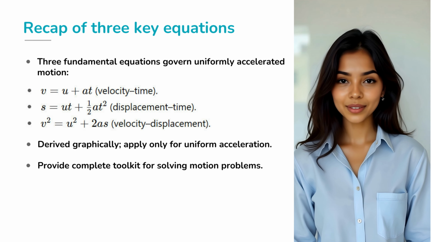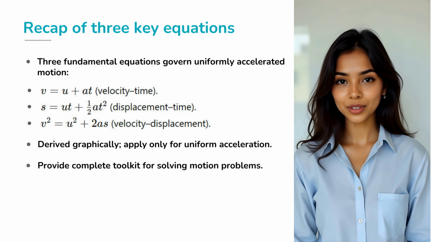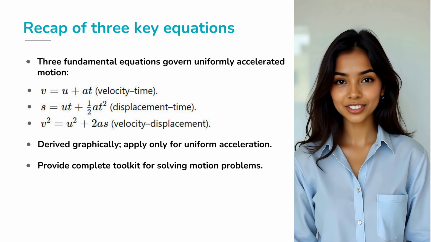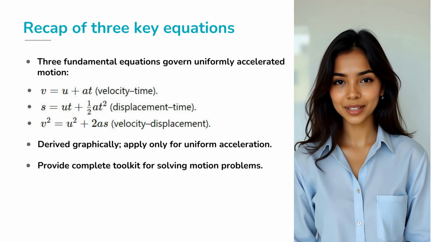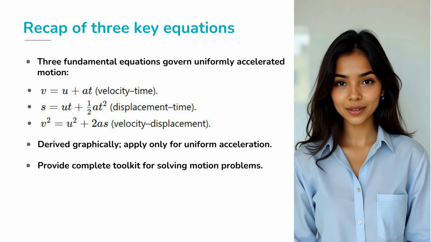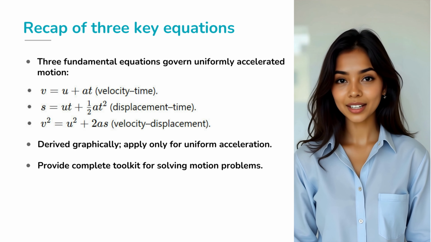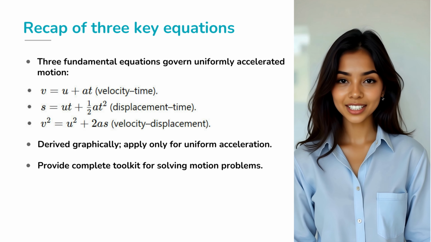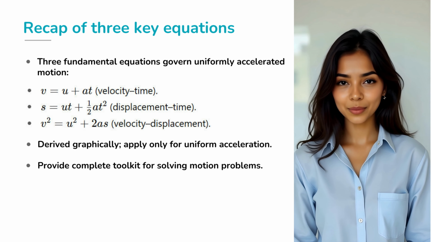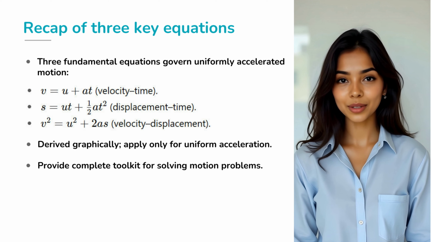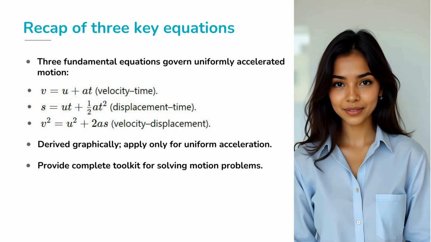So, to wrap up, the first equation, v equals u plus at, links velocity with time. The second, s equals ut plus half at squared, gives displacement. The third, v squared equals u squared plus 2as, ties velocity directly to displacement. Together, they form the complete toolkit for solving motion problems under uniform acceleration.